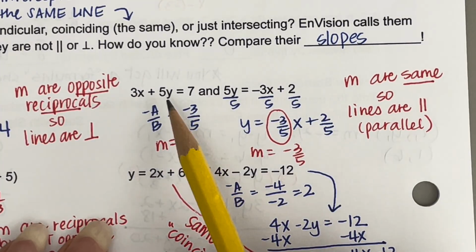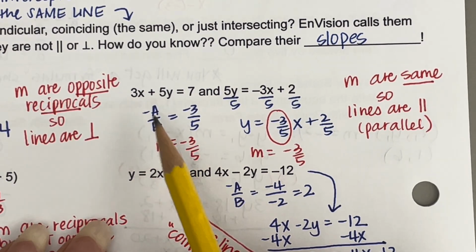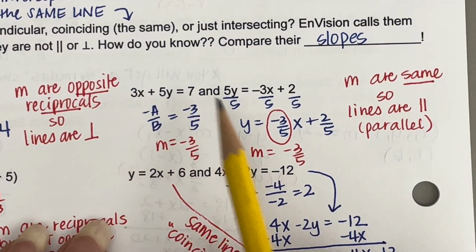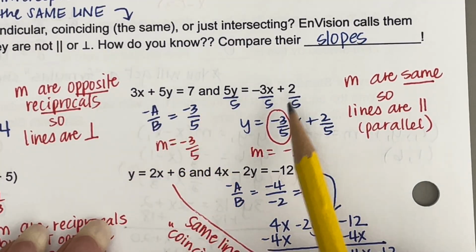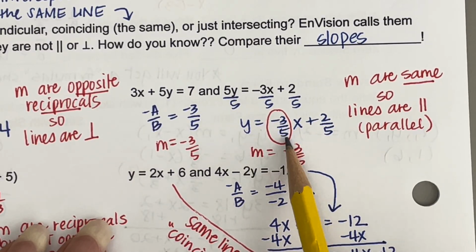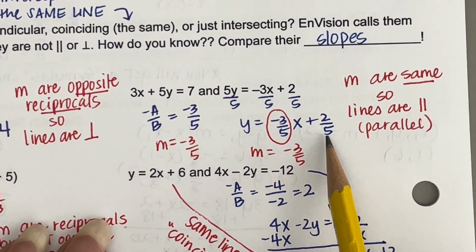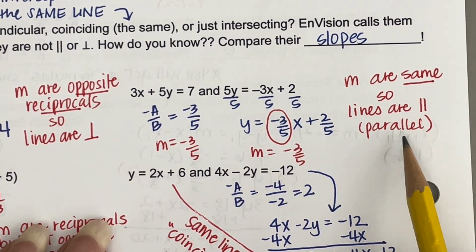In this example, we're going to find the slope by using negative a over b, because this is in standard form. So the slope is going to be negative 3/5 for this line, and then I'm going to divide this all by 5 and get y equals negative 3/5 x plus 2/5. So the slopes are the same, so these two lines are parallel.